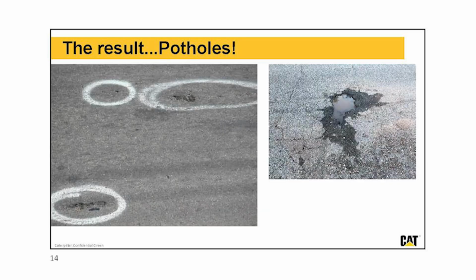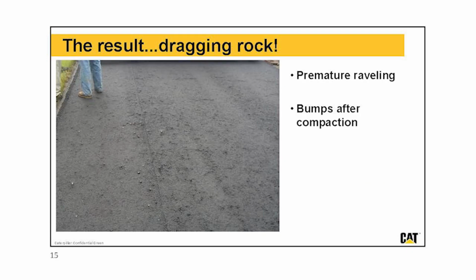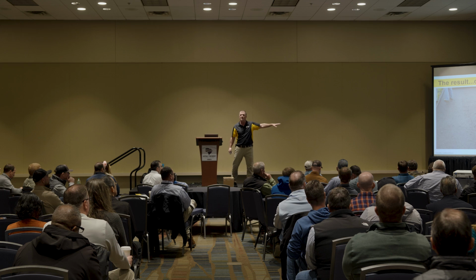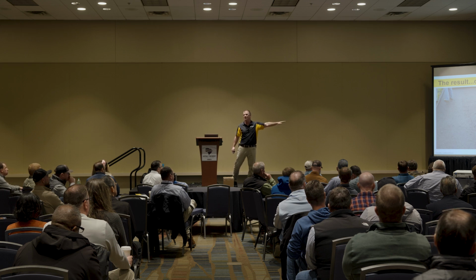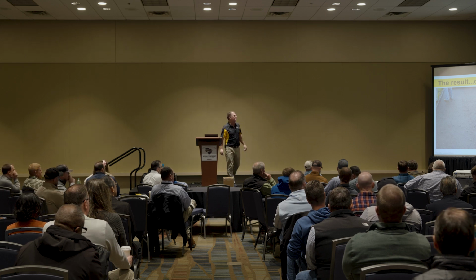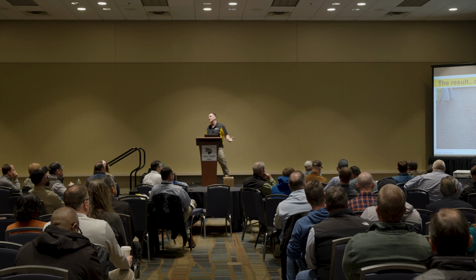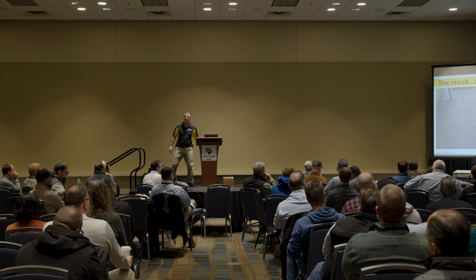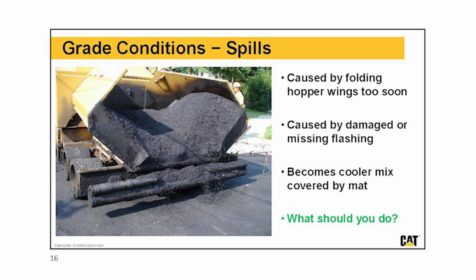So again, just showing that cold material. There's your result a year or 2 or 3 later. You got those potholes. And if we're on thinner lifts, what happens? We get that spill on the grade, the screed goes over it, and may even end up dragging rock or dragging mix, really thin over that area. And again, not going to get density, not going to get smoothness in those areas.